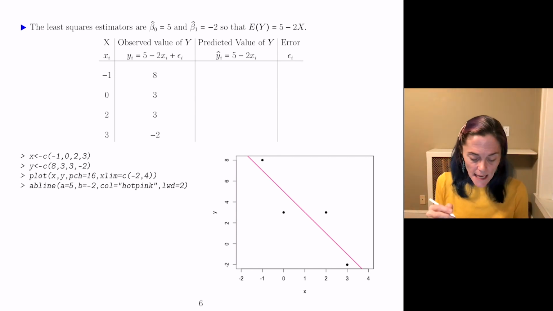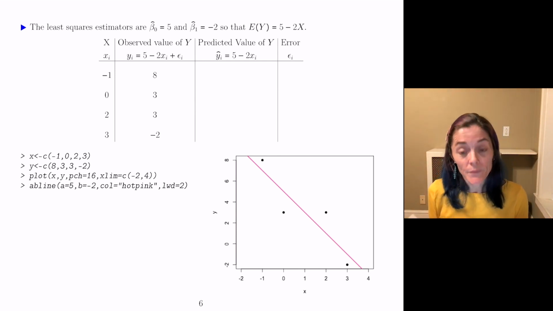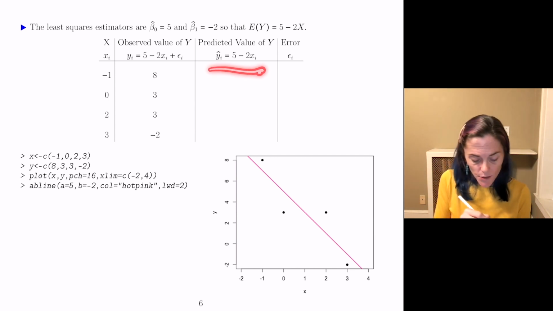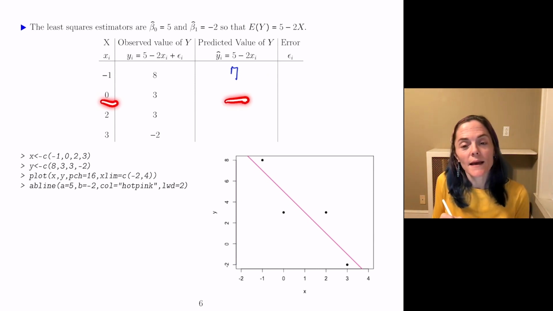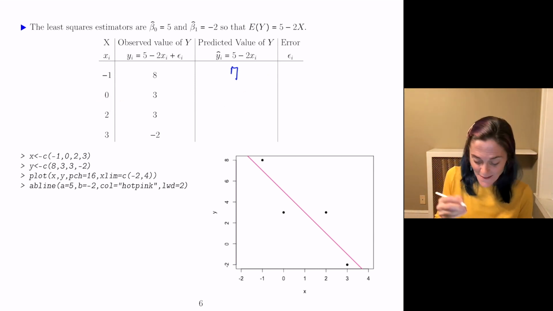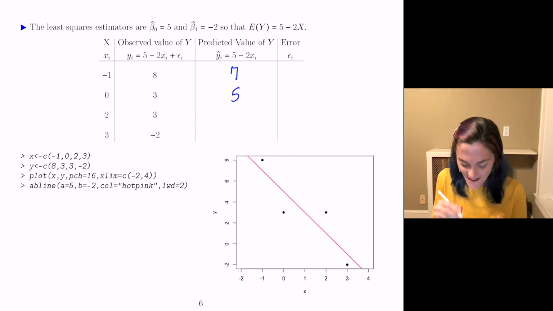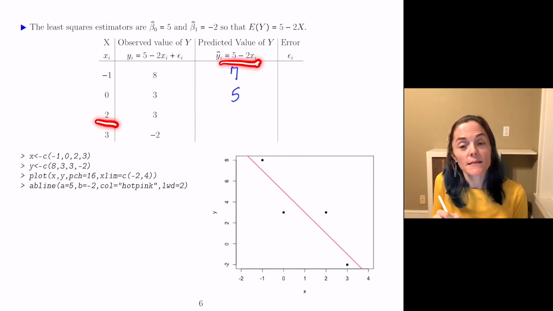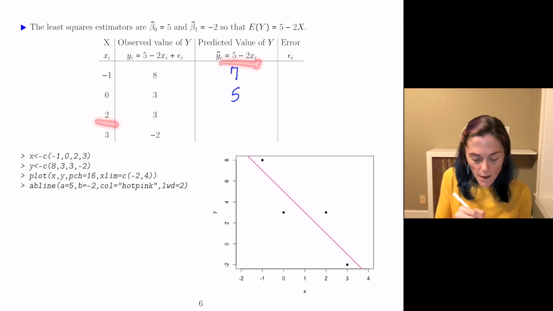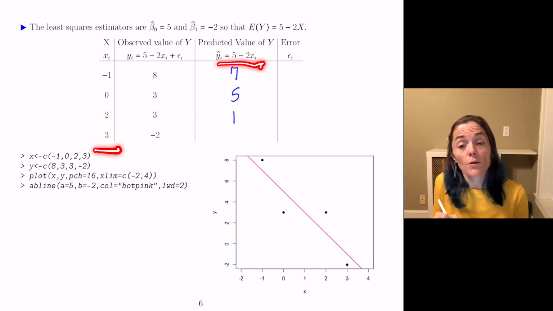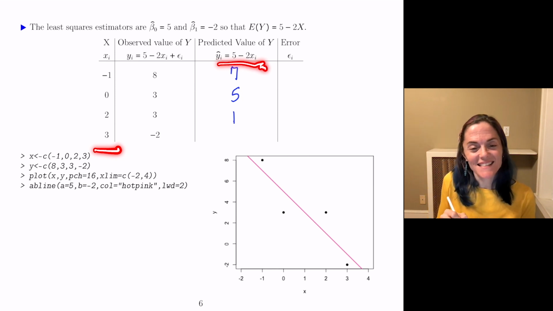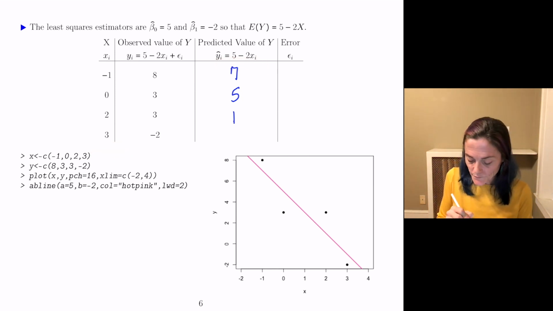Well, we just take this minus 1 and we evaluate. So we have 5 plus 2, which is 7. Here we evaluate. We have 5 minus 0, which is 5. Here we evaluate this. We have 5 minus 4, which is 1. And then we evaluate at 3. 5 minus 6 is negative 1.